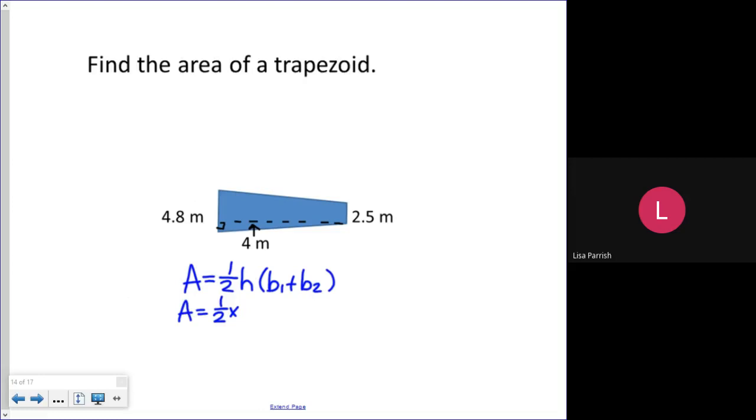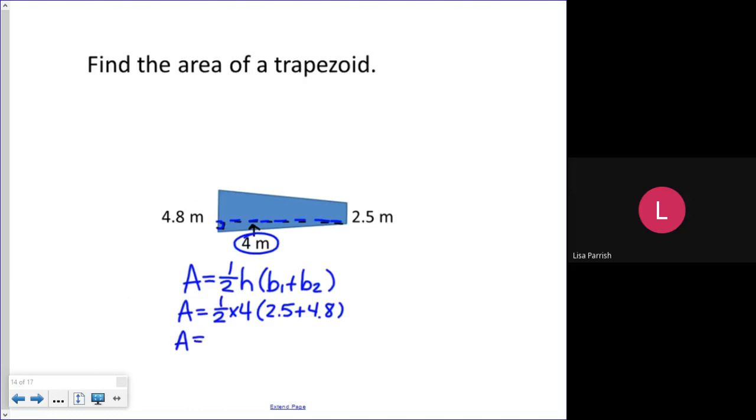Take your hands like you're running parallel and say, oh, okay, these 2 ends are the bases. They're running parallel. So that means this line that's running inside right here, which looks kind of like a sideways H, is my height. It is the line that is running from base to base. So that is the height. And then base 1 plus base 2. Again, it doesn't matter. I could have put 4.8 plus 2.5.